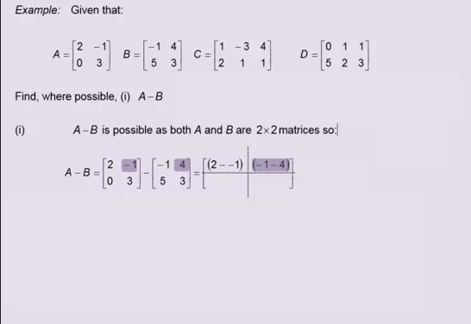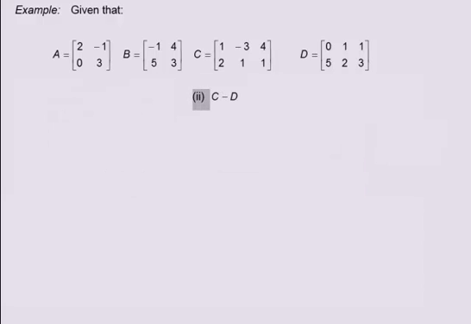Top right element will be minus 1, minus 4. Bottom left element will be 0, minus 5. Bottom right element will be 3, minus 3. Calculating this gives A minus B equals 3, minus 5, 0, 0.